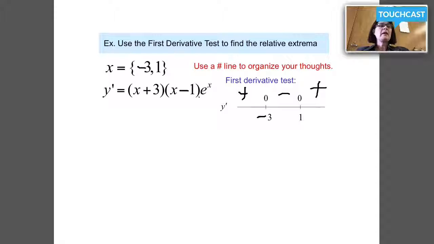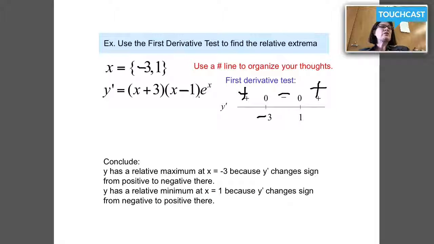Okay, so now I can make my conclusion, right? I can tell where my derivative, y prime, changes from positive to negative, and where it changes from negative to positive. So here's my conclusion. Y is a relative minimum at x equals negative 3 because y prime changes sign from positive to negative there. And y is a relative minimum at x equals positive 1 because y prime changes sign from negative to positive there.